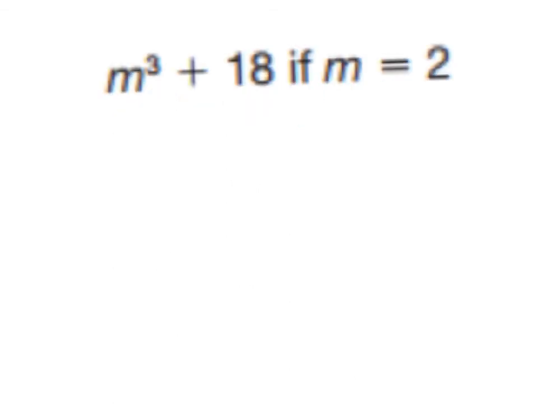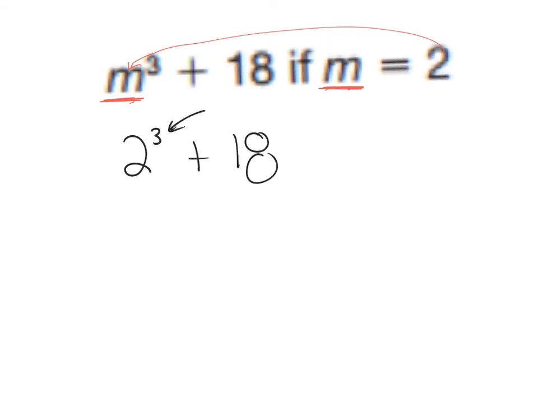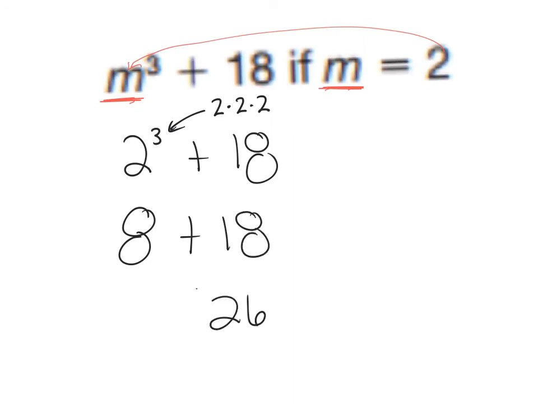Okay, next we have m to the third power plus 18. They say, what if m is actually 2? So I'm going to take the 2 and plug it in for m. I'm going to rewrite it as 2 to the third power plus 18. And remember, third power means 2 times 2 times 2, which would be 8. And 8 plus 18 is 26.